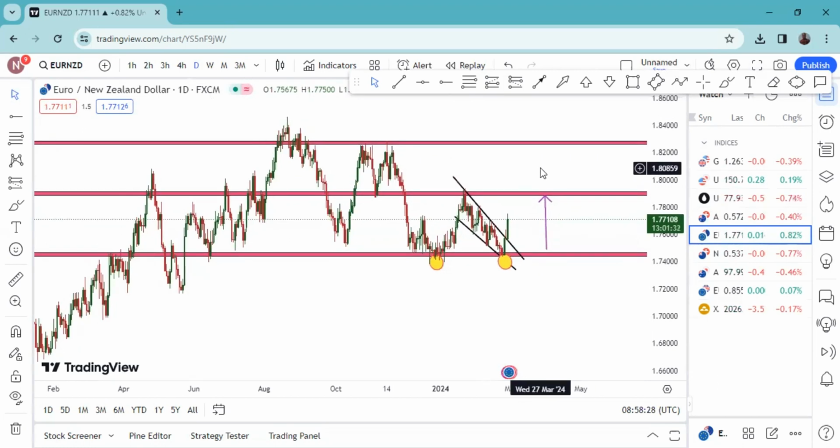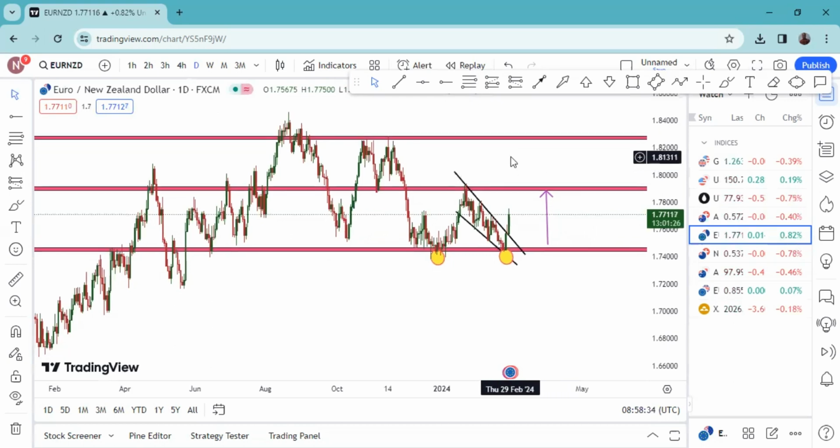So the first pair that I can see some good setup is Euro NZD. You can see these are my zones. Market touch here, touch here, touch here, and touch here. So this also was a very good base. It's a good base. So the market came in a correctional way to this base.